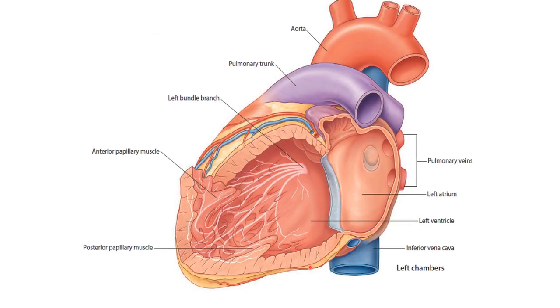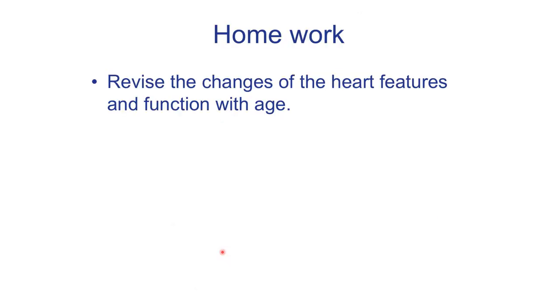Alright, so on the left side again, this is the left bundle branch, giving several branches to excite the walls of the left ventricle, and through the Purkinje fibers you see the network of these excitatory fibers, which will now excite the cells. So that's why the heart can pump, contract and relax all the time.